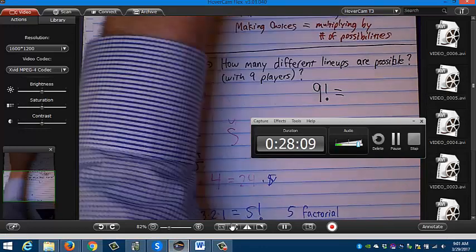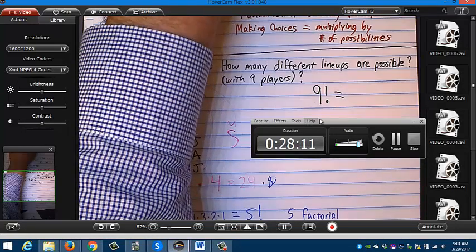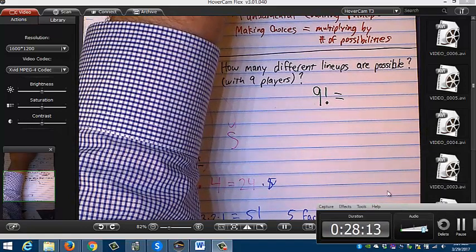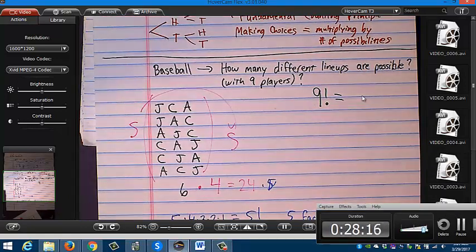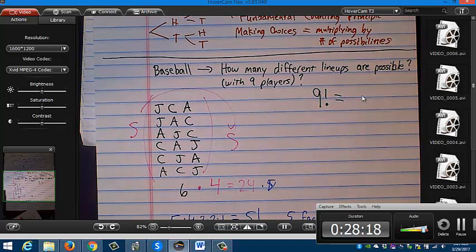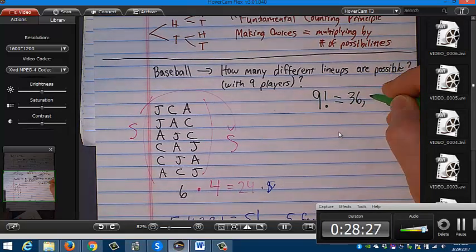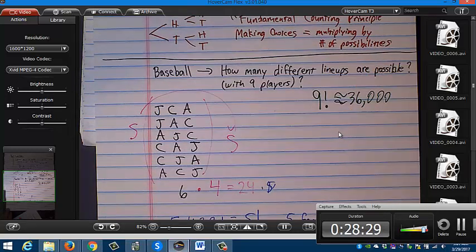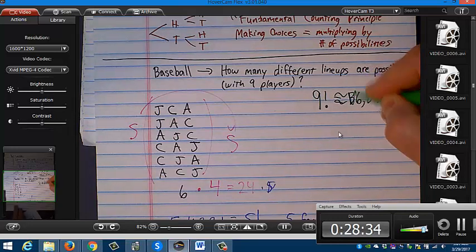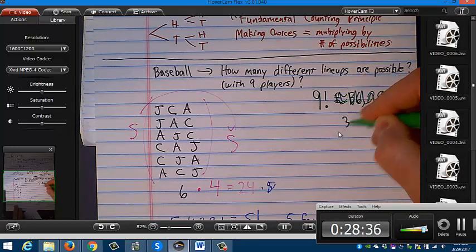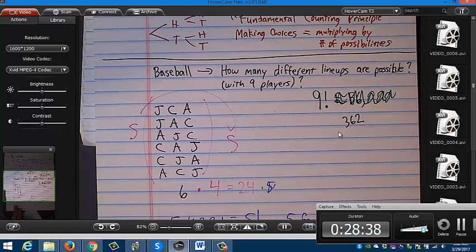Here, move the clock. I don't need you timing me. So, this 9 factorial, what did I say? About 36,000, 300, 362,000, 880. That's better. So there's a lot.